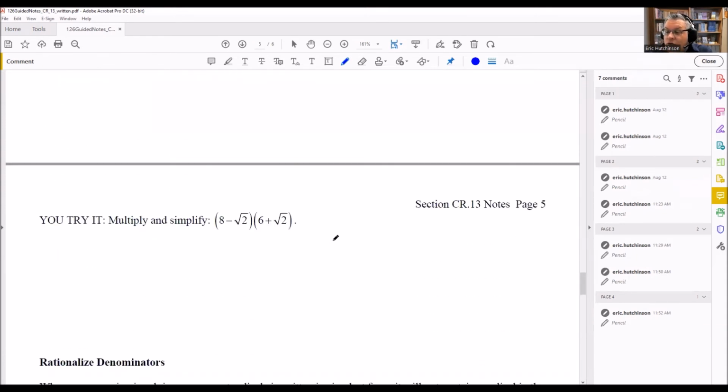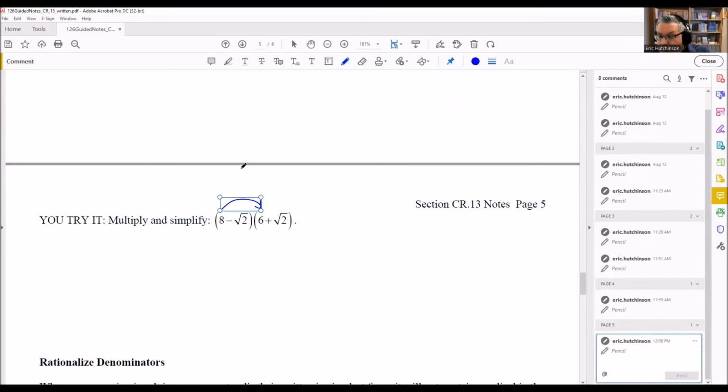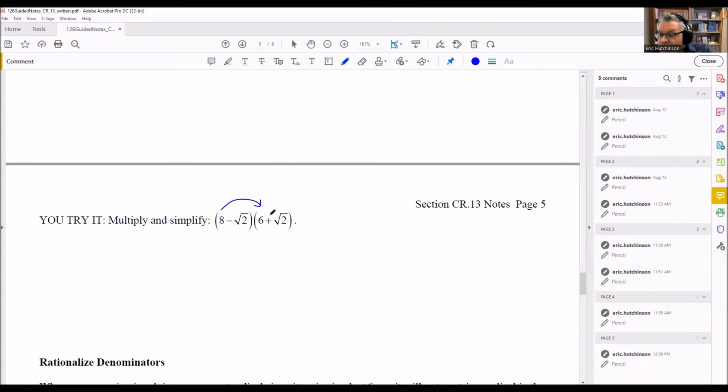Okay, so now let's do one more of these. We'll do this here. We'll do the first, outer, inner, last. Okay, so we'll do the 8 times 6 is going to be 48. That's the first terms. And we'll do the outer. So we have an 8 and square root of 2, so plus 8 square root of 2. Let's do the inside ones. It's going to be a minus 6 square root of 2.